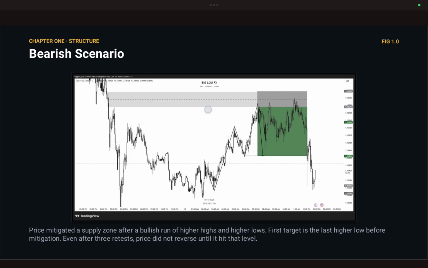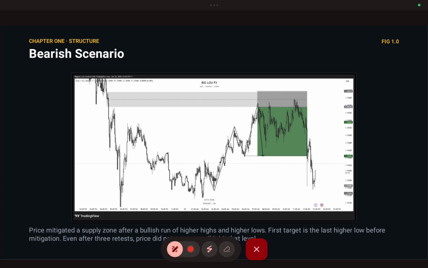Most people would have come out somewhere around here. They say, oh, price has not gotten to target, but it's retracing. It retraced all the way back to entry, came back around here again. Oh, price has not gotten to target. It retraced again before finally giving you your full target.